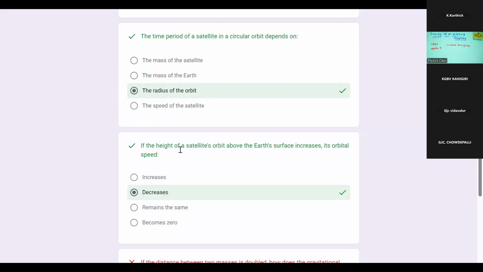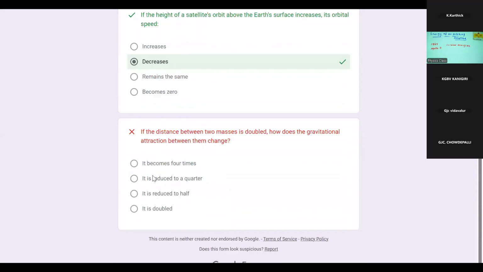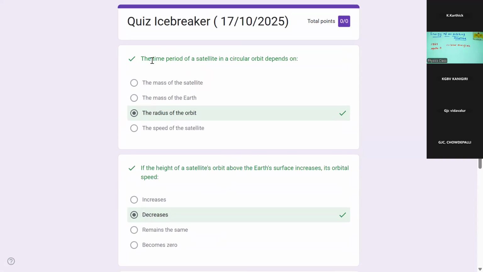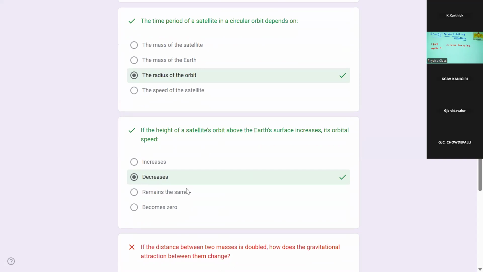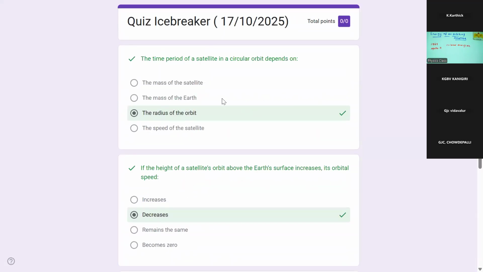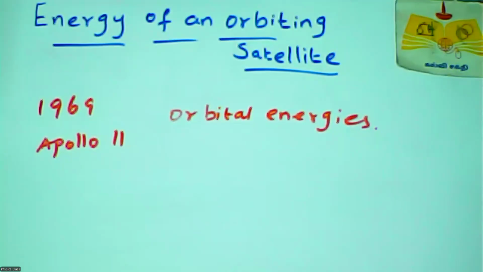So the first question, option 3, the radius of the orbit. Here it is reduced to a quarter. The height of the satellite orbit above the Earth's surface increases, its orbital speed decreases. Once again, I will show the answer, because mistakenly I could not select those options.